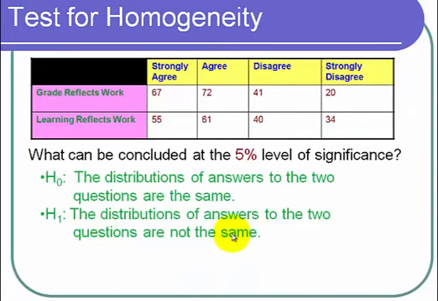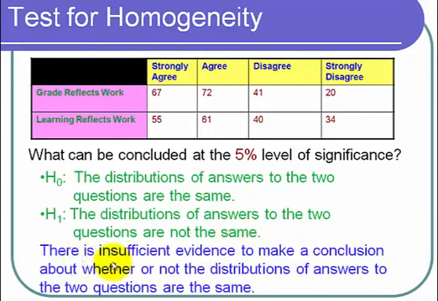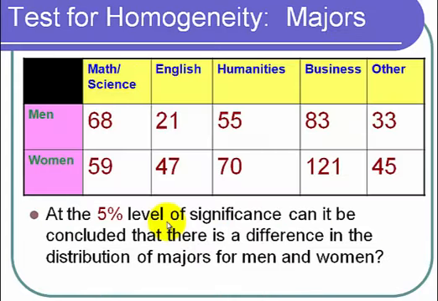Okay, so we had a pretty big p-value, if you remember, much bigger than 0.05. So the conclusion is there is insufficient evidence to make a conclusion about whether or not the distributions of answers to the two questions are the same. We just don't know anything, really. We did all this work, and we know nothing. Okay, so here's another example.